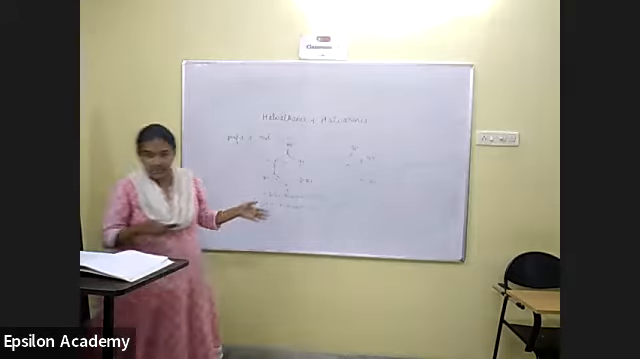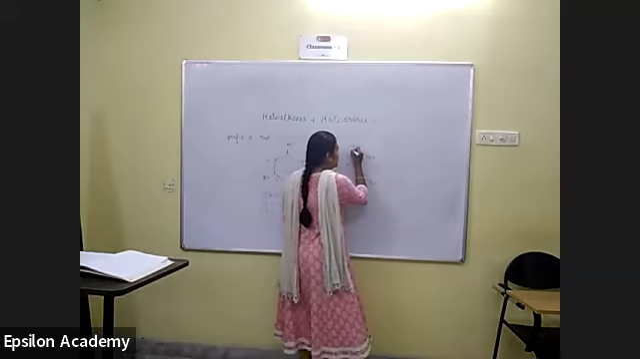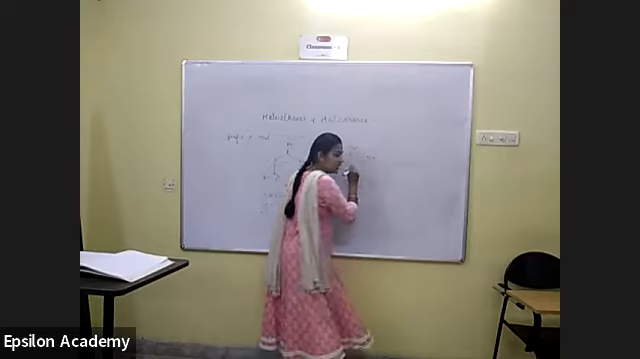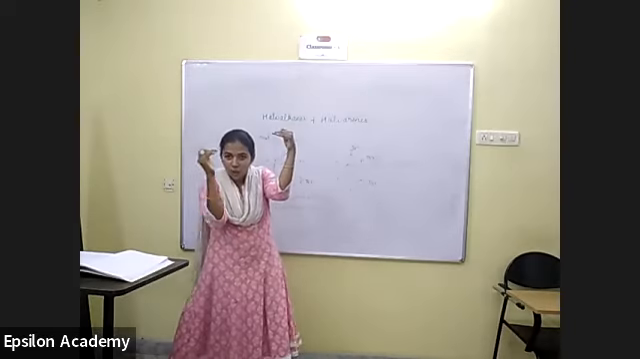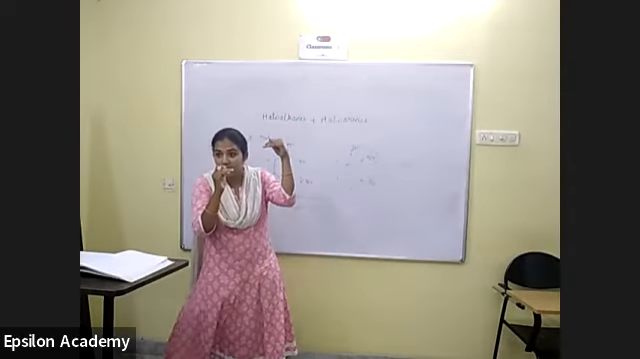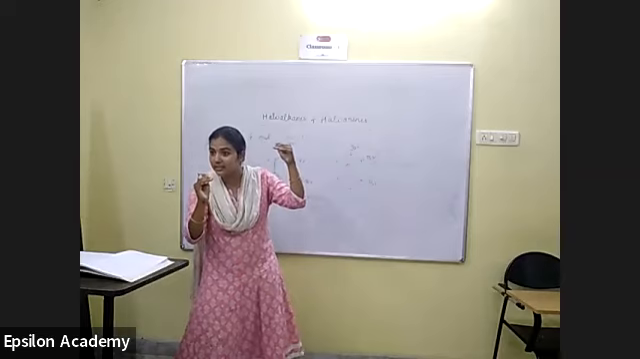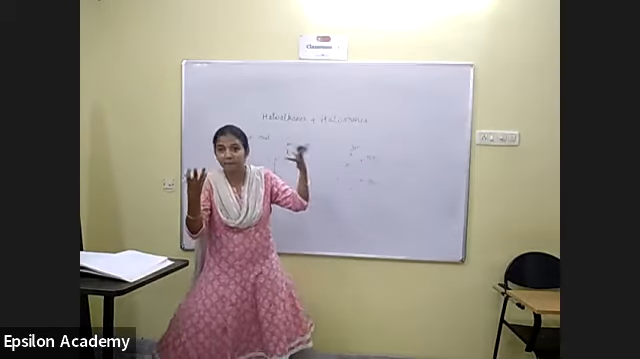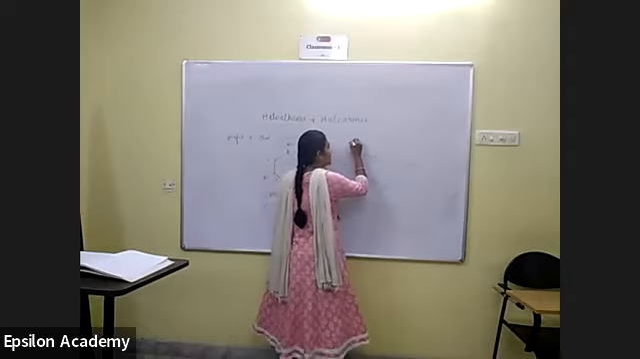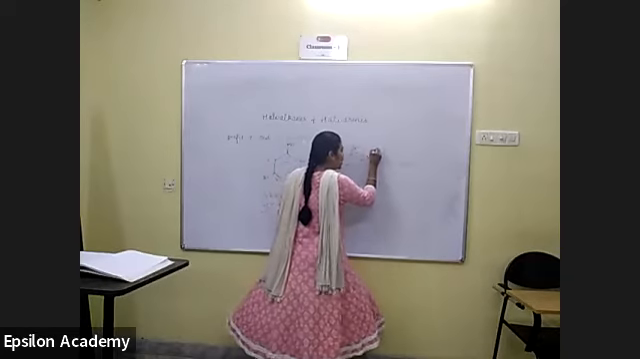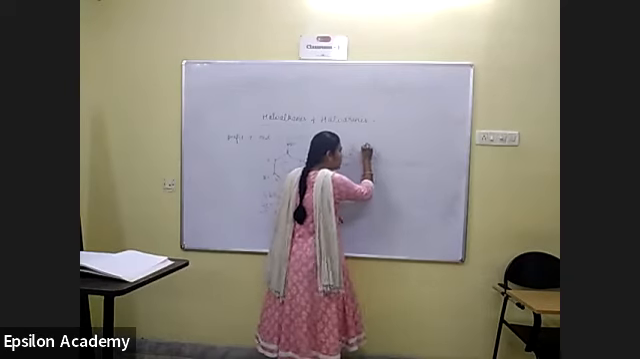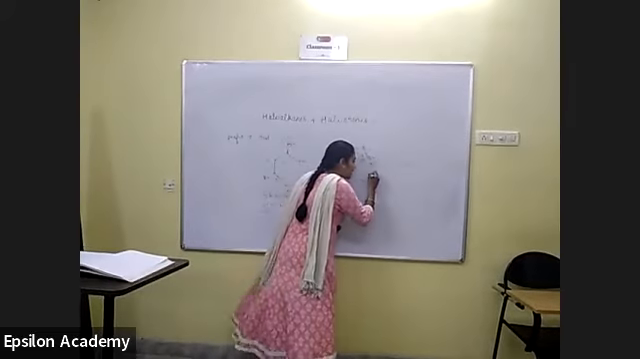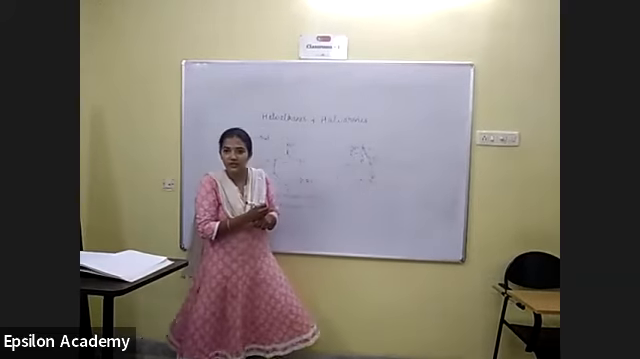This bromine will have its electrons, and this bromine will have its electrons. When two are very close to each other, repulsion will be there. That is known as steric hindrance. What is steric hindrance? Electron-electron repulsion. So here also there will be an electron cloud, and here also there will be an electron cloud. So the repulsion will happen straight. Repulsions will happen here, and here also there will be repulsions.